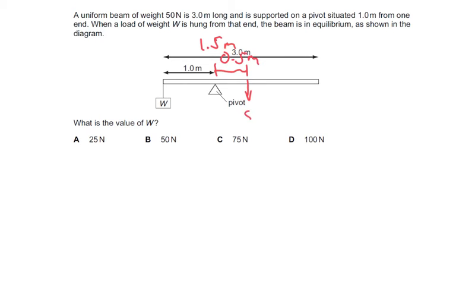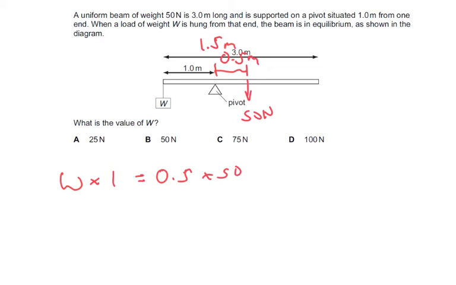Now the force down here is 50 newtons, so by applying the anti-clockwise and clockwise moments, we've got W times by 1 is equal to 0.5 times by 50.